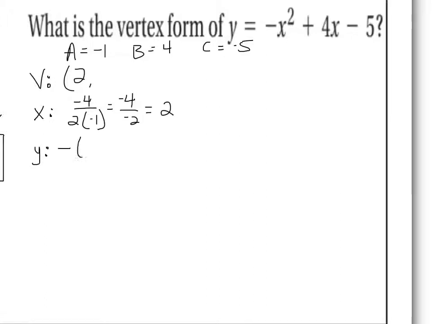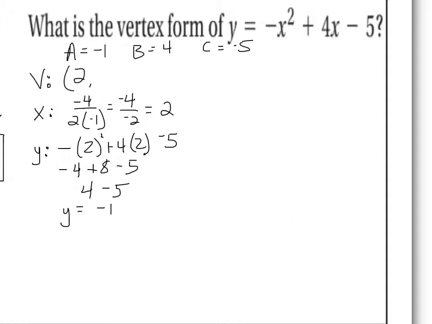So the opposite of 2 squared plus 4 times 2 minus 5. 2 squared is 4, so I've got negative 4 plus 4 times 2 is 8 minus 5. Negative 4 and positive 8 is 4 minus 5. In this case, y is going to be negative 1. So my vertex is the ordered pair 2, negative 1. And a is negative 1. So I've got the ordered pair 2, negative 1 as well. That's h and that's k.